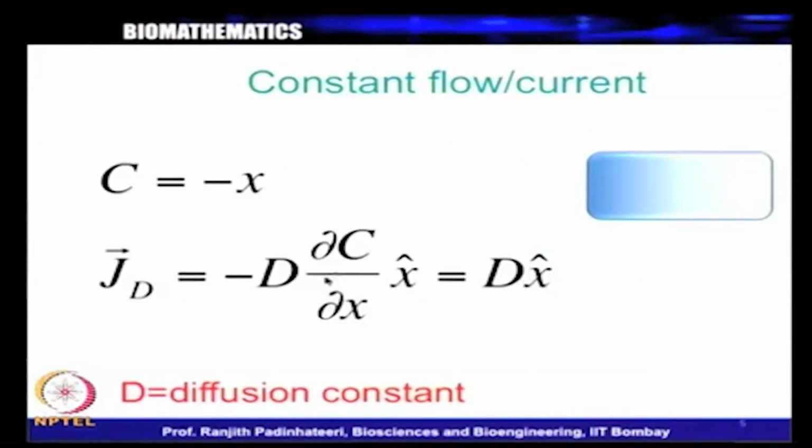So, let us see what the consequences are. If you look at the consequences, what we have is J is equal to a constant, where D is a diffusion constant. It is some constant which is important for diffusion, and we will discuss what D is in the coming lectures. But let us look at the consequence of this J d being a constant.